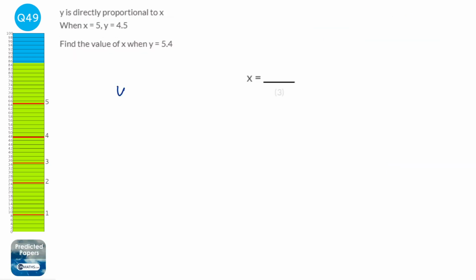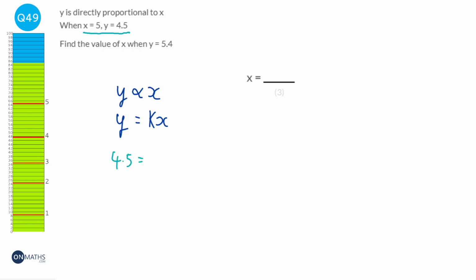So we're told that y is directly proportional to x, and so the first thing I'm going to do is replace that proportionality sign with an equals, and to do that we need to introduce k. So y equals kx, so you just multiply the right hand side by k. Then I'm going to substitute the values it's given us. So it says to us that when x is 5, y is 4.5. So when y is 4.5, and then we've got x is 5.